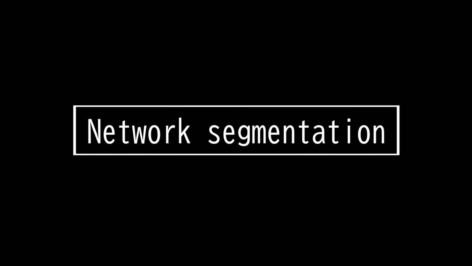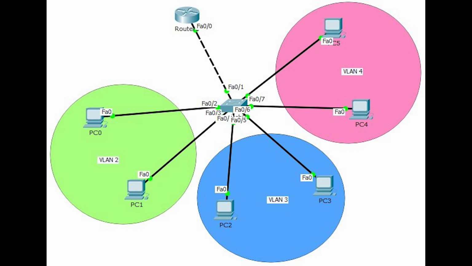This video is on network segmentation. You can segment the network, which means dividing the network into different zones or segments. This can be done physically with cables or virtually with things like switches and firewalls by creating what are known as virtual LANs or VLANs.